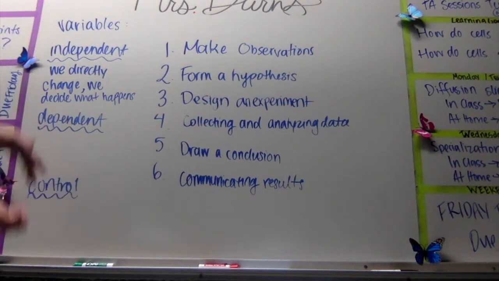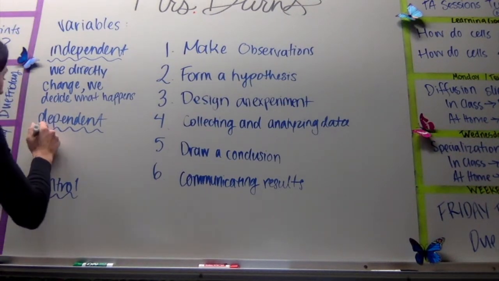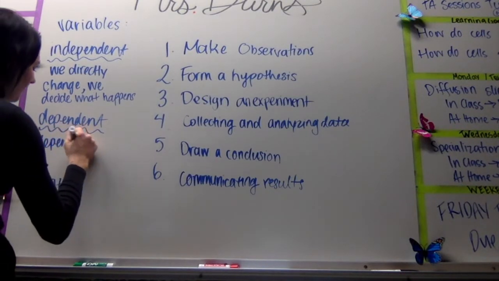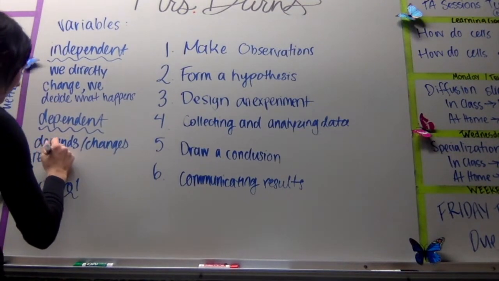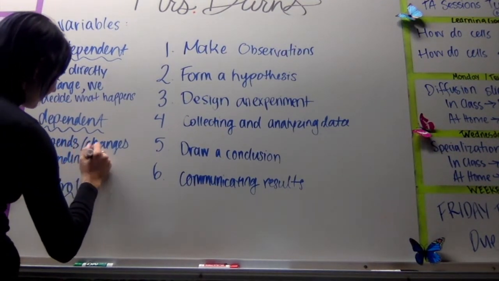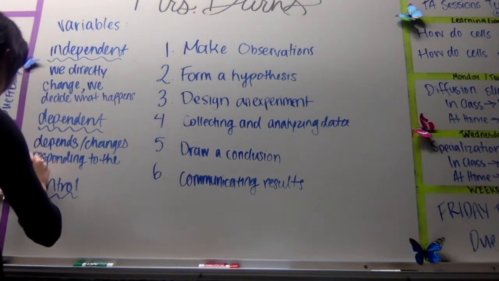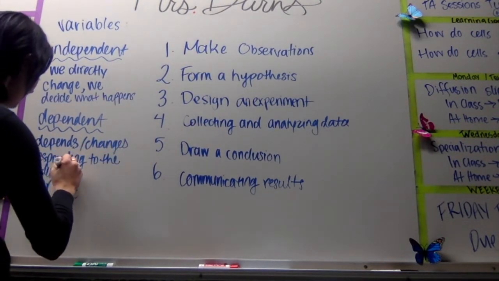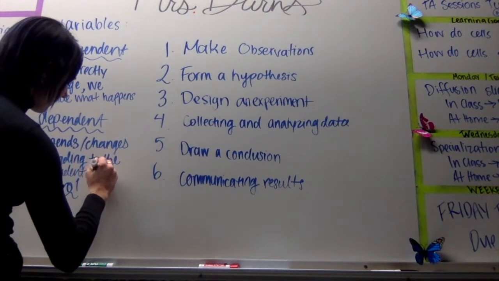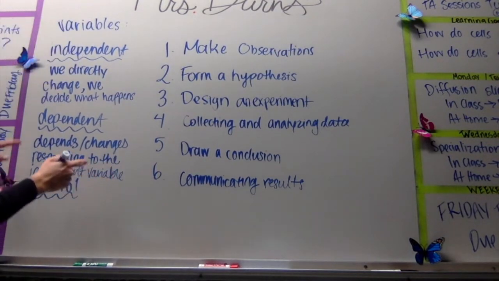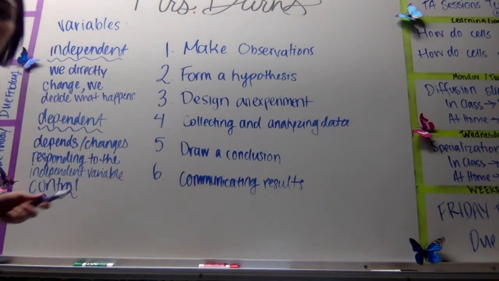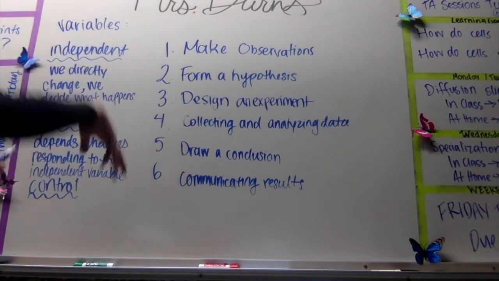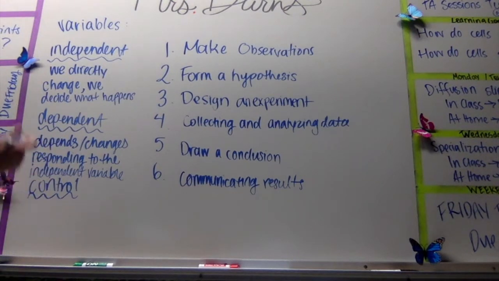So then, as the opposite, the dependent variable depends or changes, responding to the independent variable. So it's the part that responds to what we change. It depends on the independent variable. It depends on what we're doing, right? It depends on if we want to do hot water or cold water. It depends on the temperature. So that's the dependent variable.